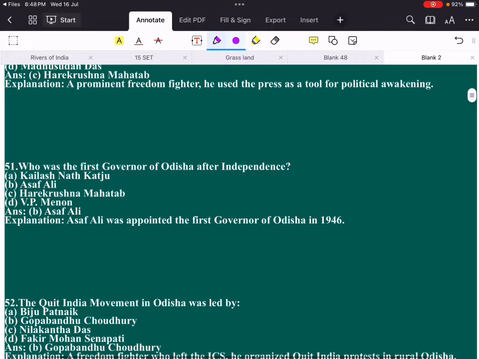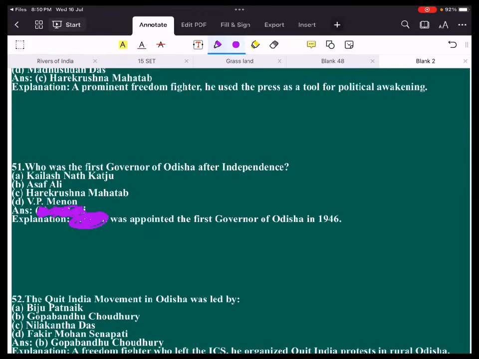Question number 51. Who was the first governor of Odisha after independence? That is option A, Kailashnath Katju.